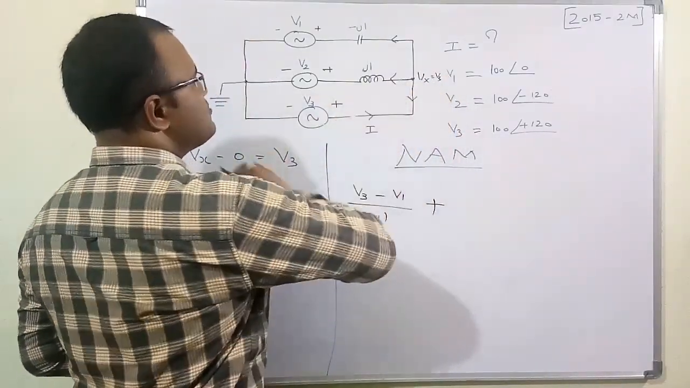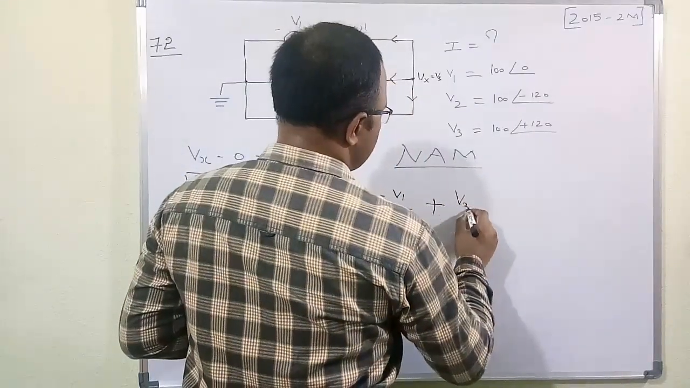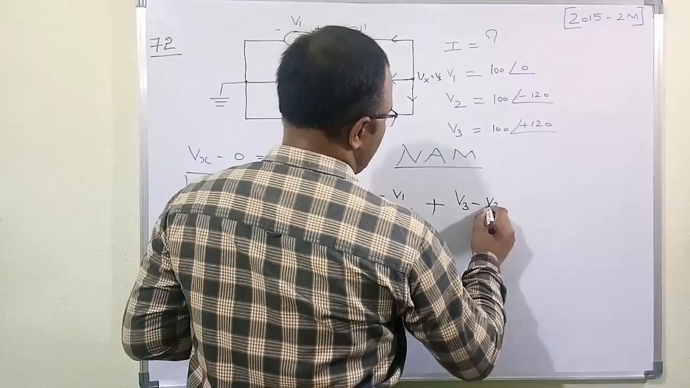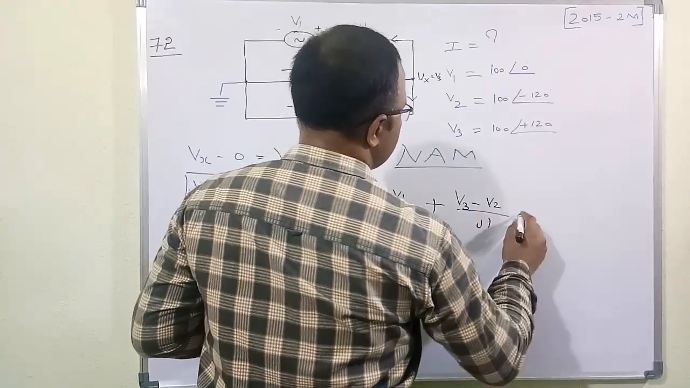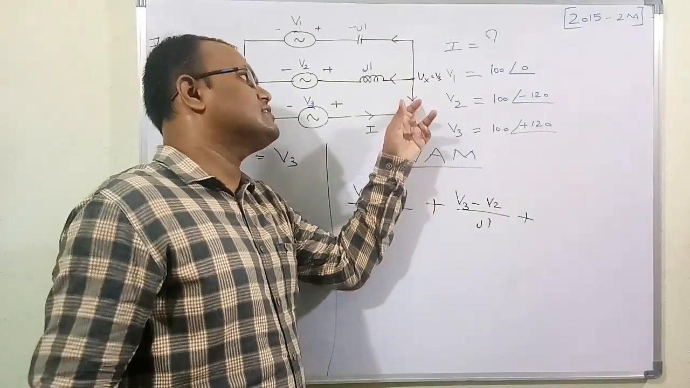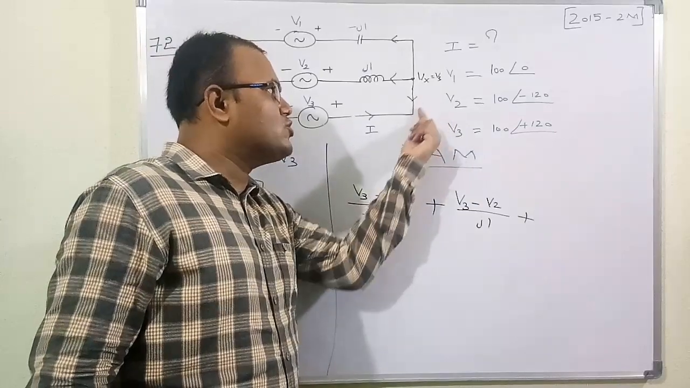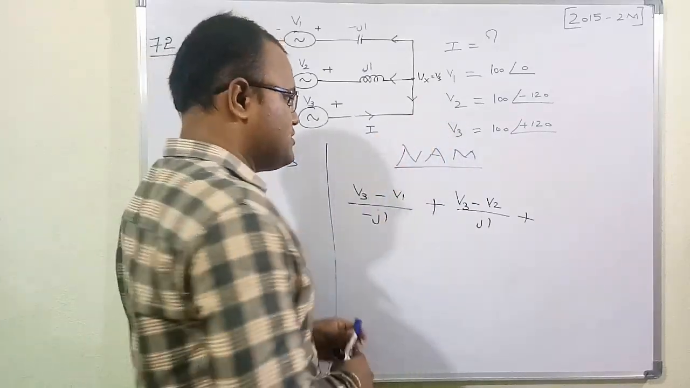Therefore the current in this branch is Vx minus V2 by j1, so V3 minus V2 by j1. And similarly, here I am assuming the current is leaving the node, but actually the current is incoming. So if the incoming is positive, then the outgoing has to be the negative of it.